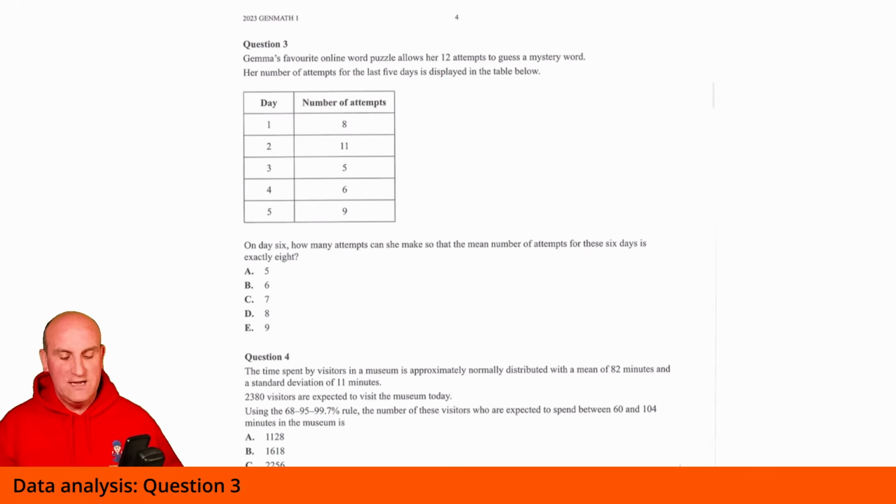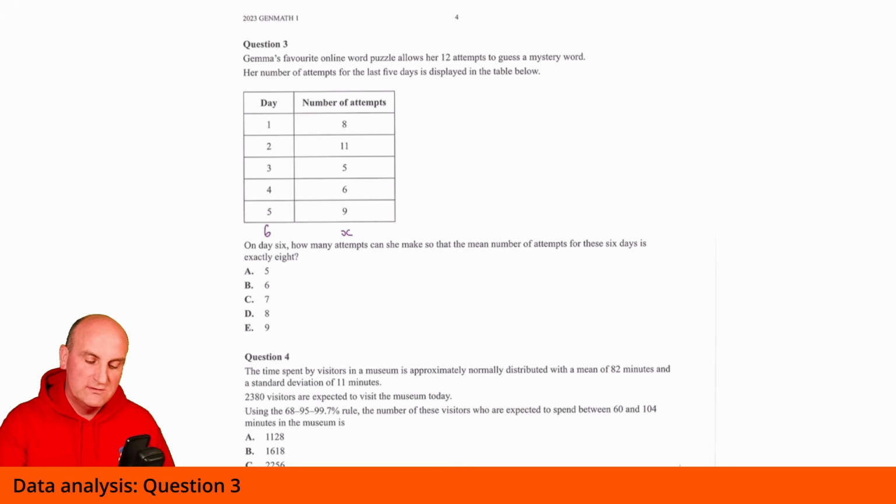Gemma's favorite online word puzzle allows her 12 attempts to guess a mystery word. Her number of attempts for the last 5 days is displayed in the table below. So what I saw here was a number of data items. On day 6, we're going to add a day 6. I don't know what day 6 is, so I'm just going to put down x here. Let's call it a value. How many attempts can she make so that the mean number of attempts for these 6 days is exactly 8?